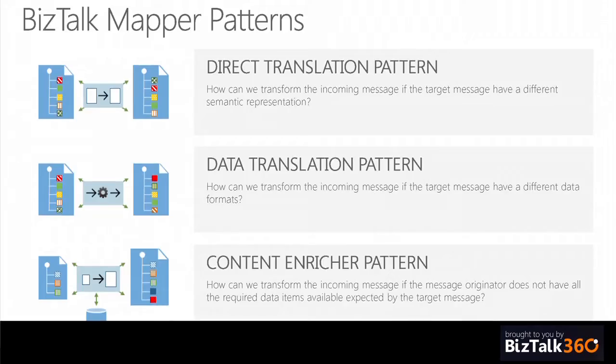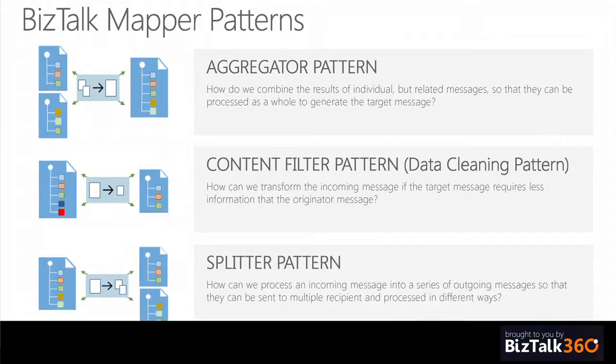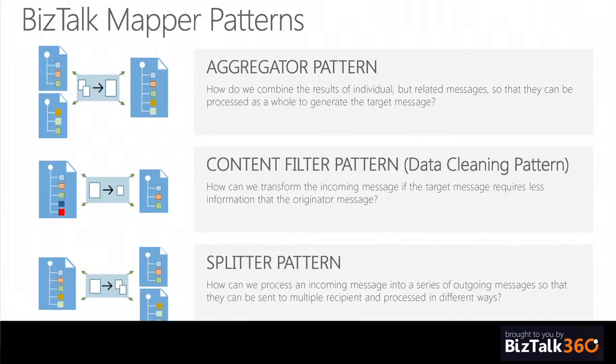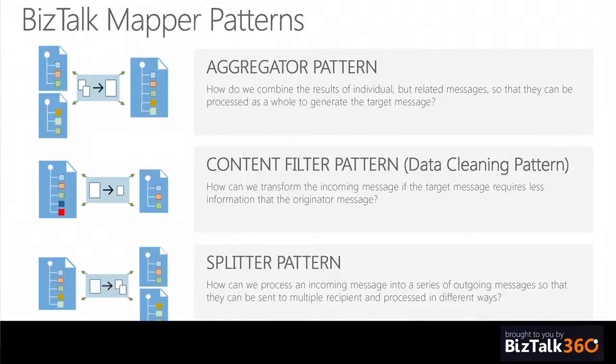Content enricher pattern. How can we enrich the message if the source schema doesn't have all the elements available? Aggregator. How can we join multiple messages to combine them as a whole and process them to the target schema? Content filter or data cleaning. How can we clean or reduce the unnecessary elements in the source schema? Splitter pattern. How can we take one message and divide it into different messages to send to different systems? These are normally the most difficult and they normally appear together.